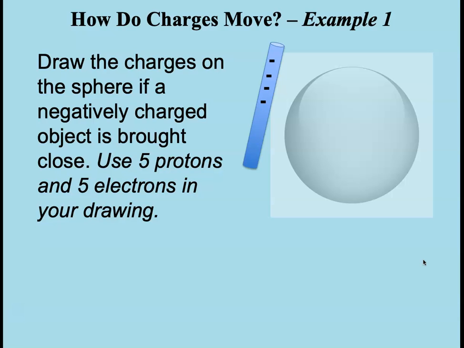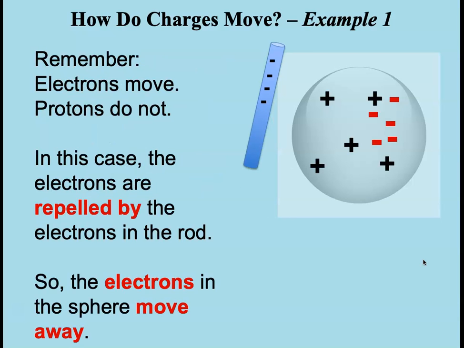What's going to happen? Well, negatives and negatives, like charges, repel. So the 5 negative charges inside of the metal sphere are going to try to move away from the negative rod that is brought near them. So in this case, the electrons move away.